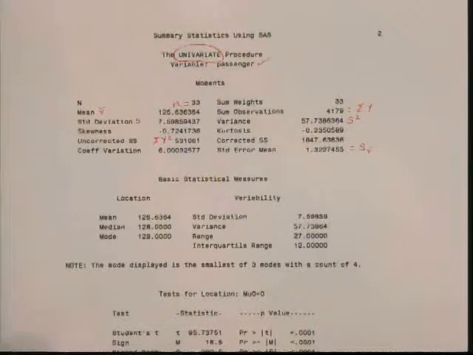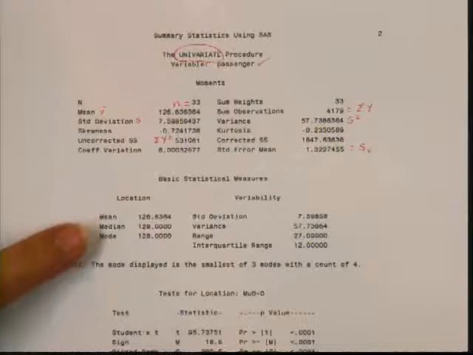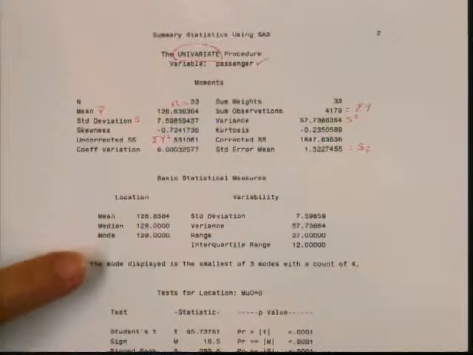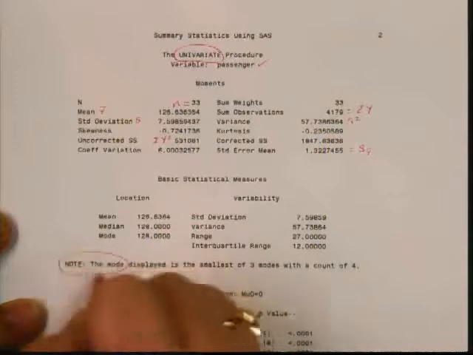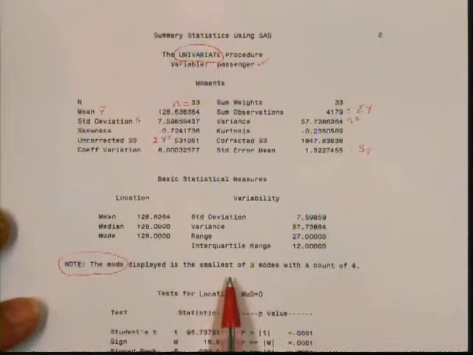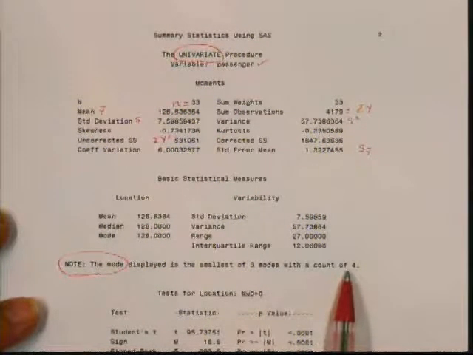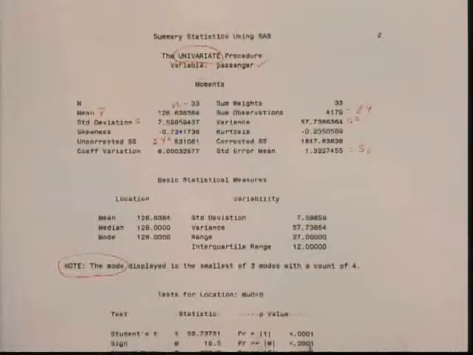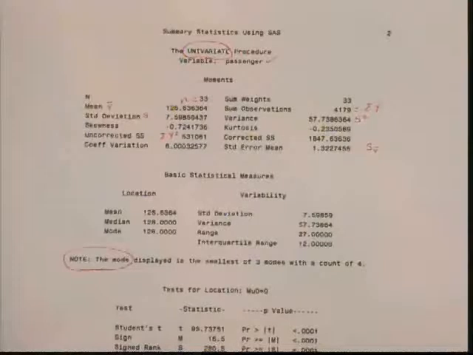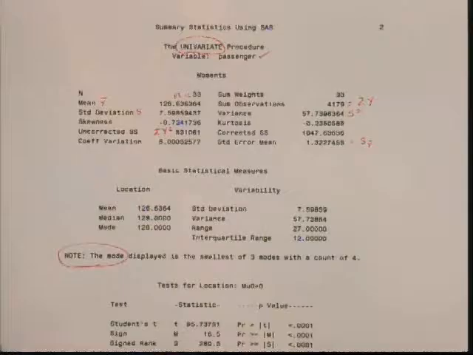Basic statistical measures, we have the mean, the median, and the mode. Notice here on the mode, displayed is the smallest of 3 modes with a count of 4. Okay, you have to be careful what your software is giving you, whether it's SAS or something else. All right, so we know this is trimodal. It only tells us what one of those values is. We'd have to do some more work to get to what the other two values are.